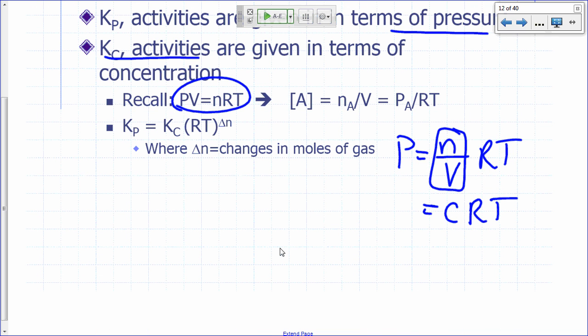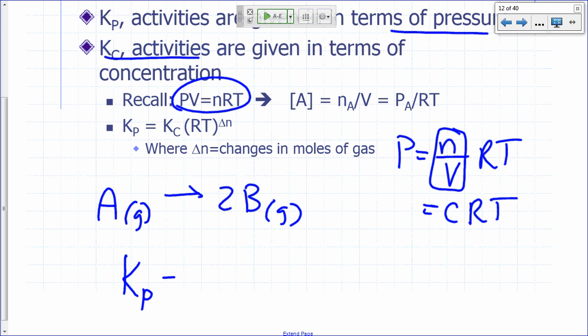Let's look at a simple reaction. All right? Let's say you have A gas going to 2B gas. Okay? What is our Kp? It's equal to pressure of B squared divided by pressure of A, right? That's activities for a gas is pressure, correct?